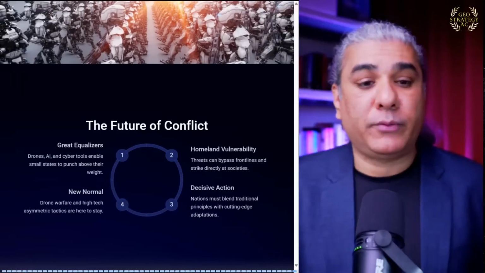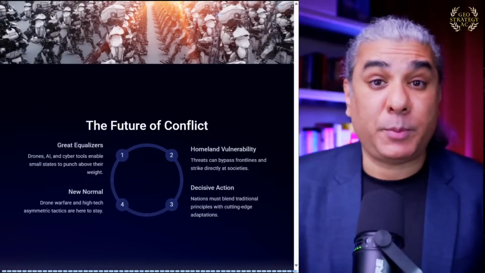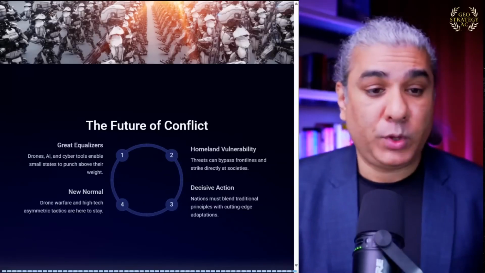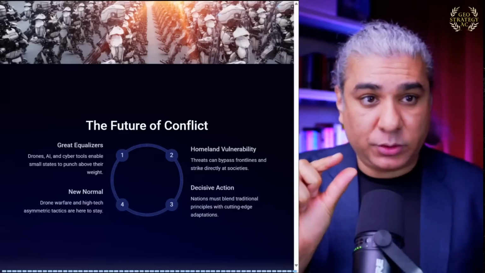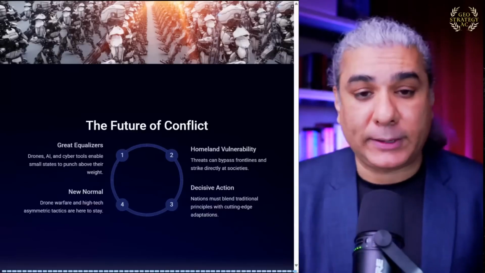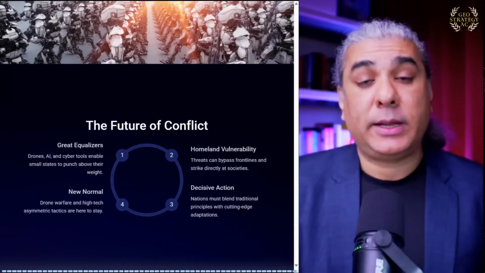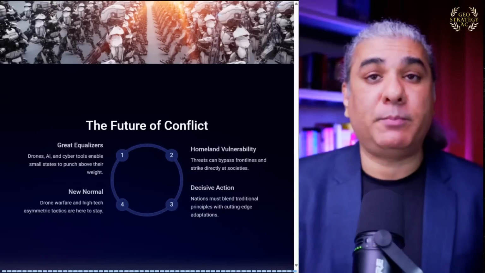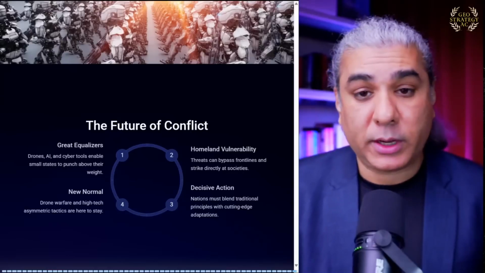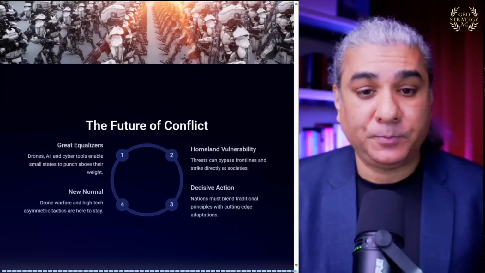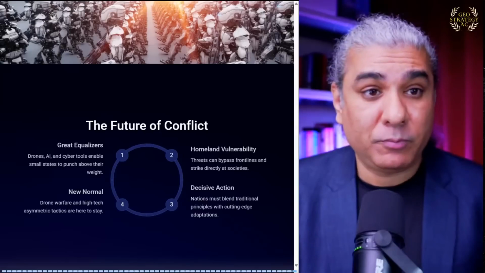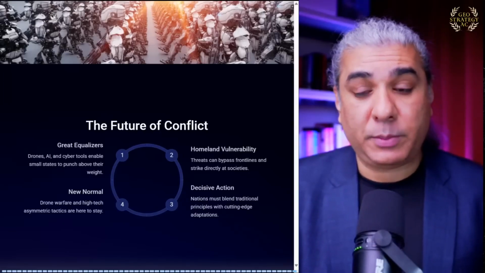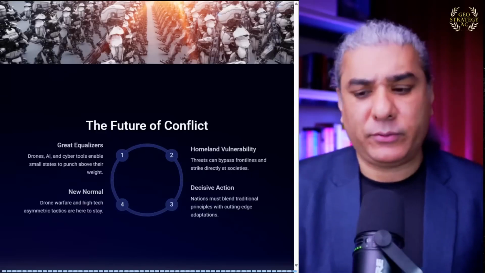So the future of conflict is upon us now. Drones, AI, robotics, and cyber tools enable small states and terrorist nations to punch above their weight. And these threats can target our homeland. Our homeland becomes vulnerable. These threats can bypass borders, they can bypass military front lines. They can strike directly into people's homes. This applies not only for India but all nations that have similar threats.